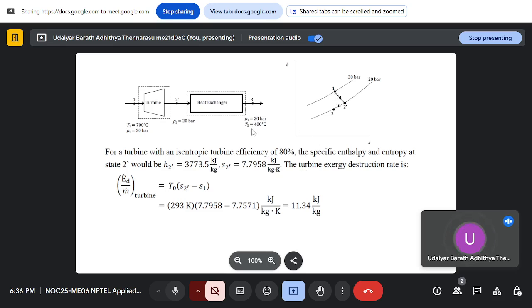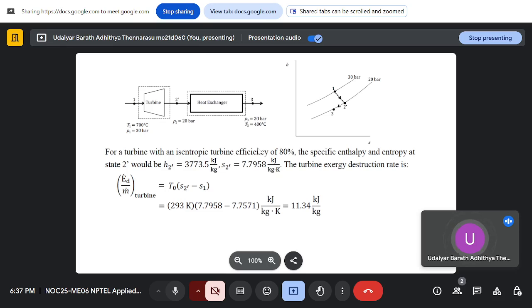compressor case. So turbine efficiency will be actual work divided by the isentropic work generated in the turbine. So it will be H1 minus H2 dash divided by H1 minus H2s. So substituting the efficiency, I get H2 dash, which is 3773.5 kilojoule per kg. So I know now the enthalpy at the exit of the turbine, and the pressure is at 20 bar. So corresponding to these two enthalpy and pressure values, my entropy at exit will be 7.7958 kilojoule per kg Kelvin.